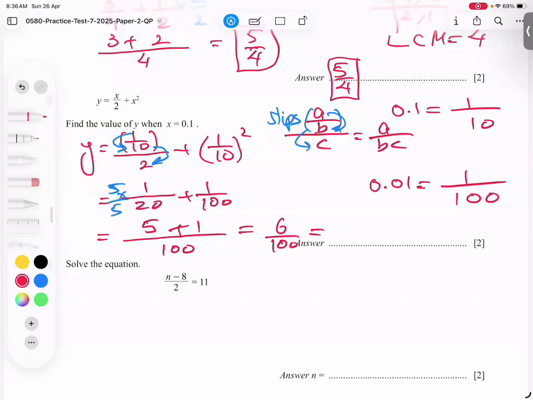And we have to simplify. He said find the value of y. So divide by 2, 3 times and 250 times. So our final answer is this one. I hope this part is clear now.